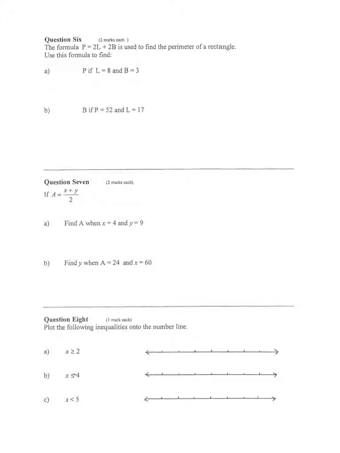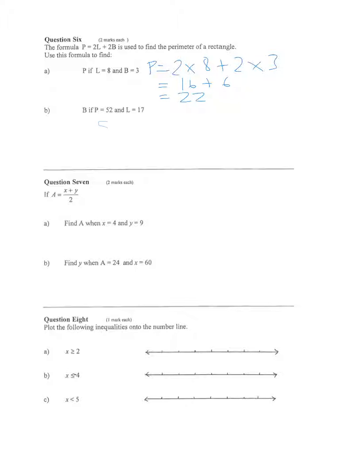Okay, the formula, P equals 2L plus 2B. Find P. P equals 2L, so 2 8s, plus 2B, 2 3s. We get 16 plus 6, which equals 22. Now this time we're trying to find B.